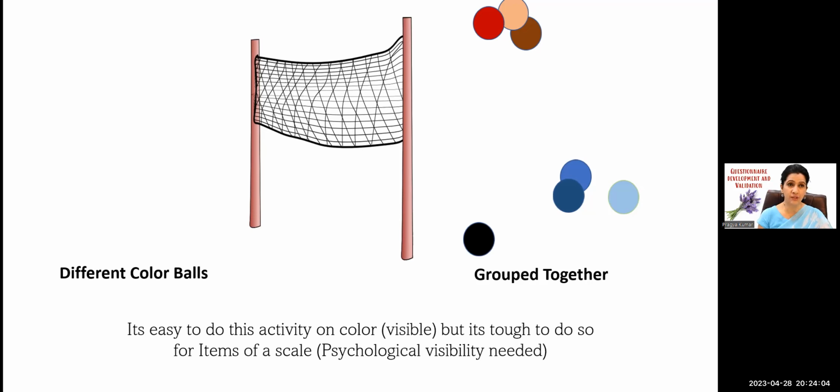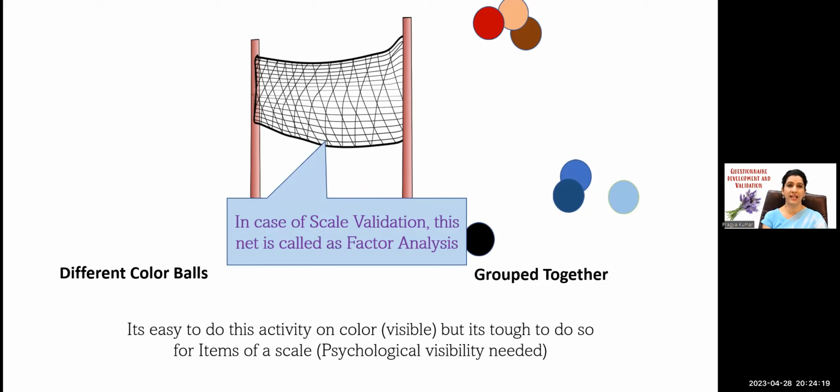It is easy to do this activity on color because color is visible, but it is tough to do so for items of a scale, because psychological visibility is very difficult. You cannot visualize it. So for scale validation, this net is the factor analysis, because when you run factor analysis on a set of items, it groups similar looking or similarly constructed items in the psychological domain together.